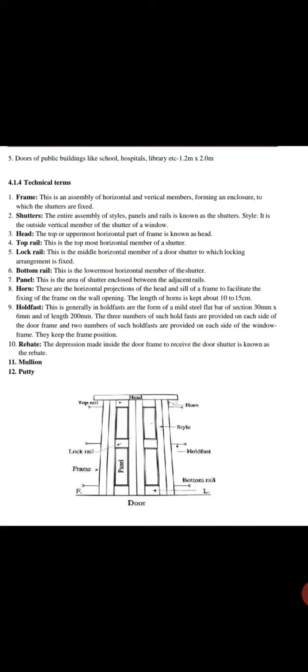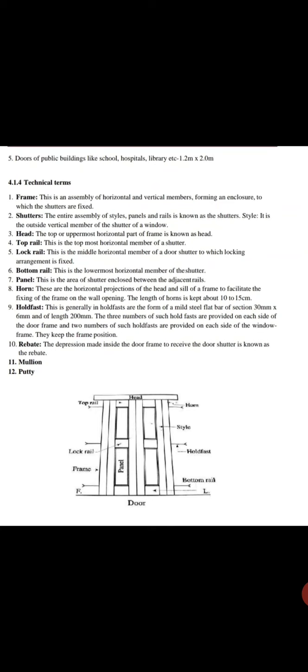Panel: this is the area of the shutter enclosed between the adjacent rails. Horn: this is the horizontal projection of the head and sill of a frame to facilitate fixing the frame in the wall opening. The length of the horns is kept 10 to 15 cm.